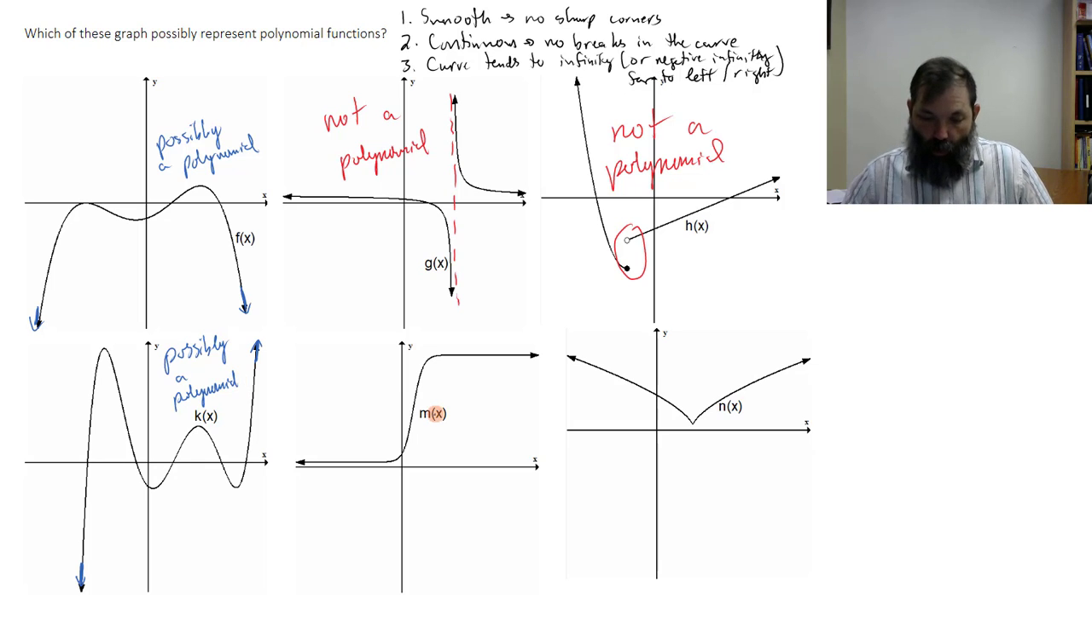All right, let's look at the curve called m of x. Smooth. Yeah, this is a smooth curve. Continuous. It is continuous from left to right. I can trace the entire curve without picking up my pen.